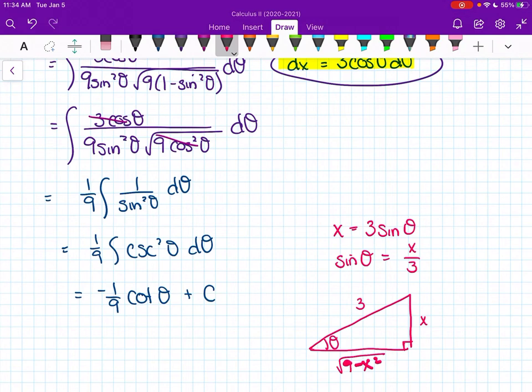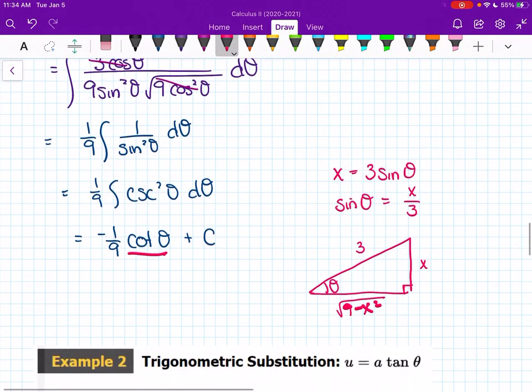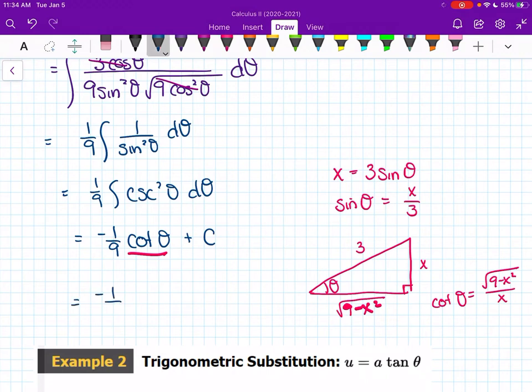Okay, so now because of that, I can look and say, okay, what is cotangent of theta on this triangle? So then I can find that cotangent of theta is going to be the square root of 9 minus x squared over x. Okay, so I'm using the triangle to figure that out. So now I have negative 1/9 times the radical of 9 minus x squared over x plus c.